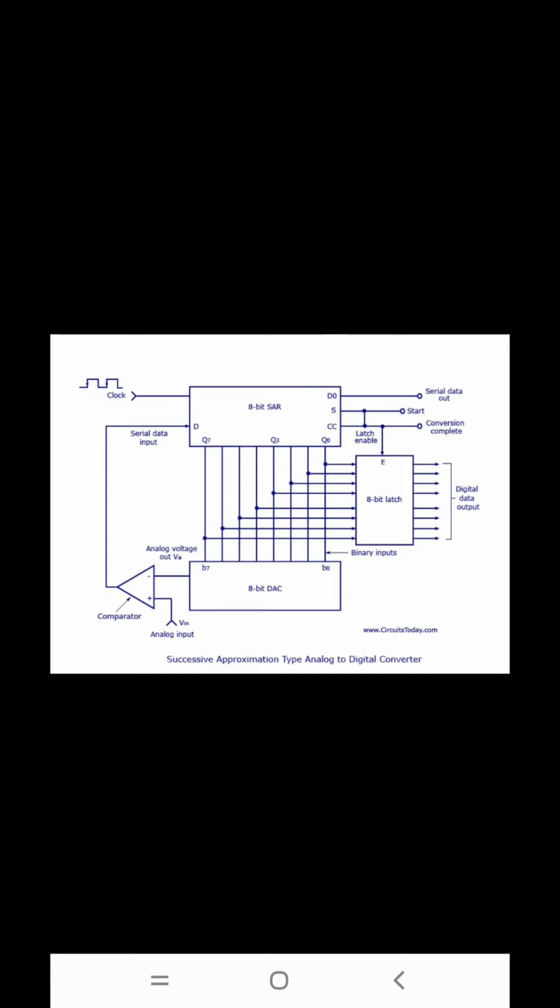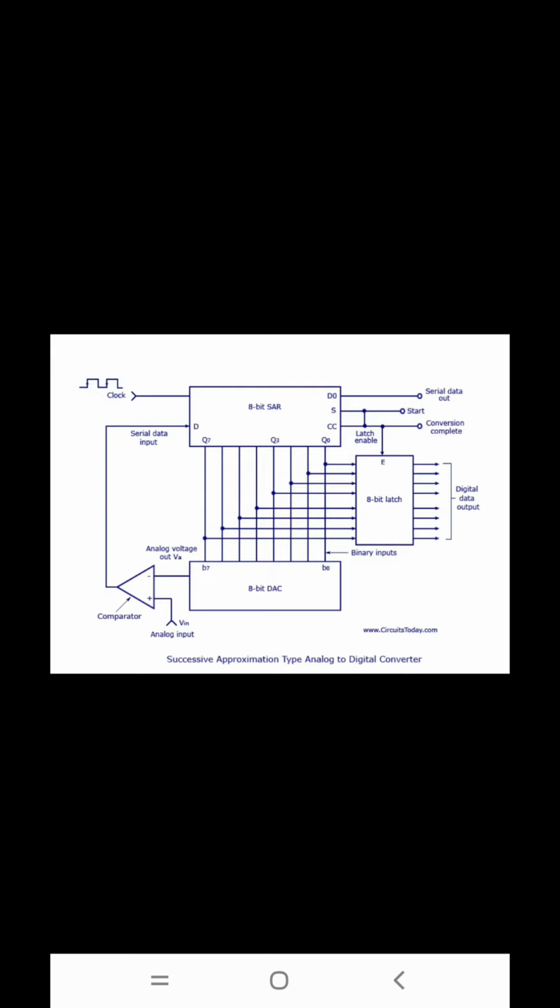Before looking into the circuit operation, we say that it consists of a sample and hold circuit. What is the meaning of this sample and hold circuit? It is a circuit in an analog device that samples the voltage of a continuously varying analog signal and holds its value at a constant level for a specified minimum period of time.